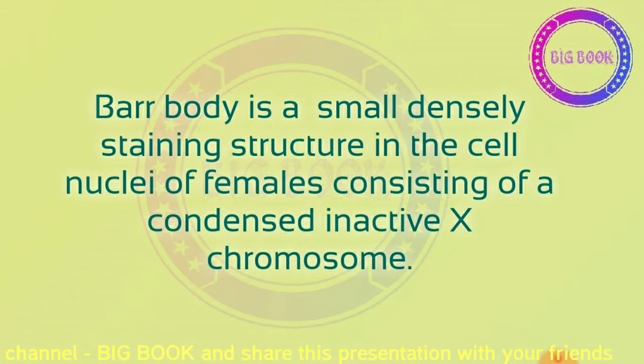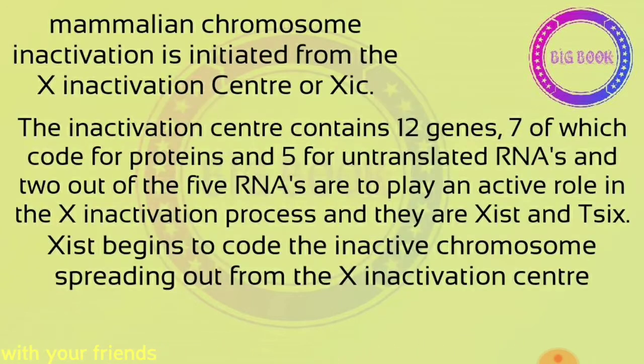The Barr body name has been given after Mr. M.L. Barr, who found this in female cats: the X chromosome which remains as a densely stained particle on the nuclear membrane. So the name has been given as the Barr body. It is a small densely staining structure in the cell nuclei of females, consisting of a condensed inactive X chromosome.